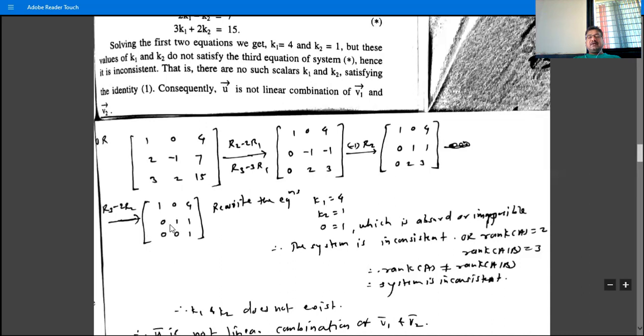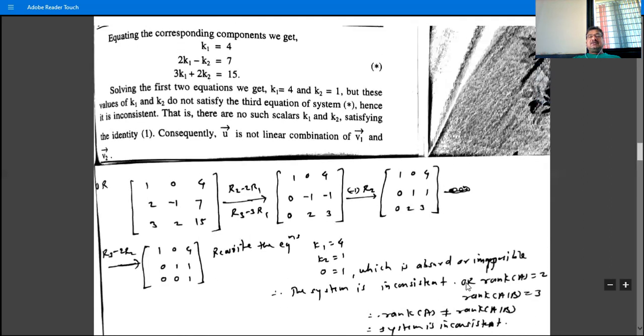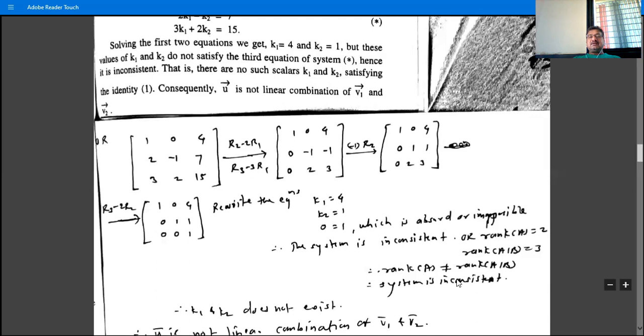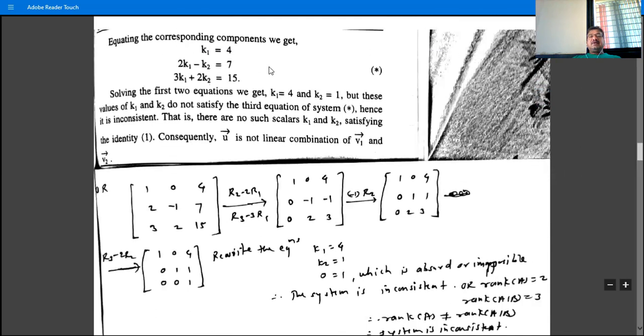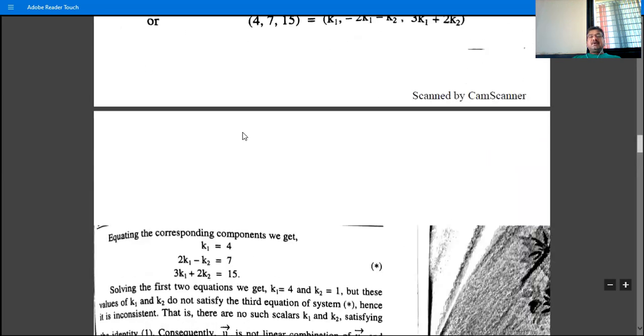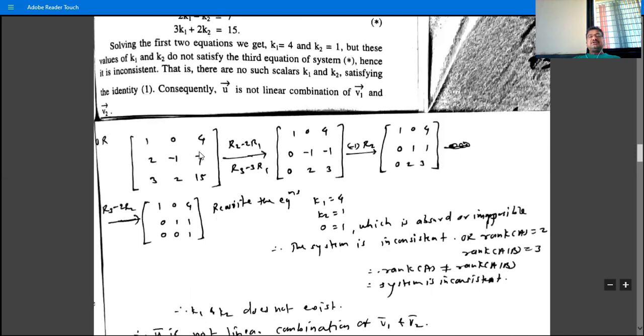So from this the rank of A becomes 2, because we have 2 non-zero rows in the echelon form of the matrix A. And the whole matrix is the echelon form of the matrix AB, and it contains 3 non-zero rows. This is a non-zero row, this is a non-zero row, this is a non-zero row. And so rank of AB is 3. And so rank of A is not equal to rank of AB, and therefore the system is inconsistent. So in 3 ways we can say this. Instead of finding the values of K1 and K2 and checking that they satisfy the third equation, to solve the system, we use only the Gauss elimination method.